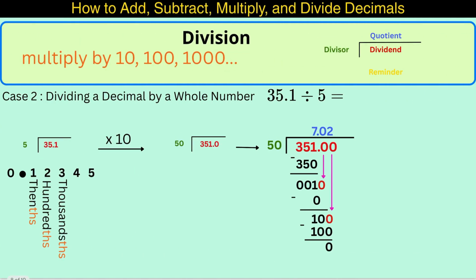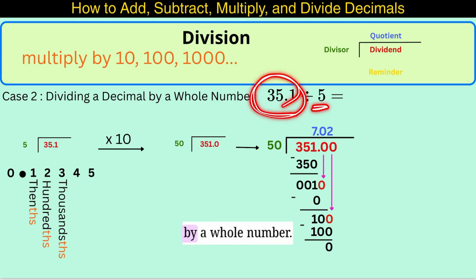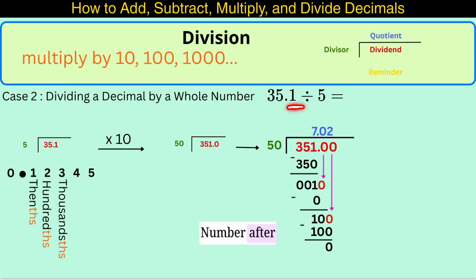The next one, I have case number 2: 35.1 divided by 5. Now I have a decimal divided by a whole number. Same thing again, because I have one number after the decimal point in here, so I'm going to multiply by 10. But don't forget to multiply this one by 10 as well.